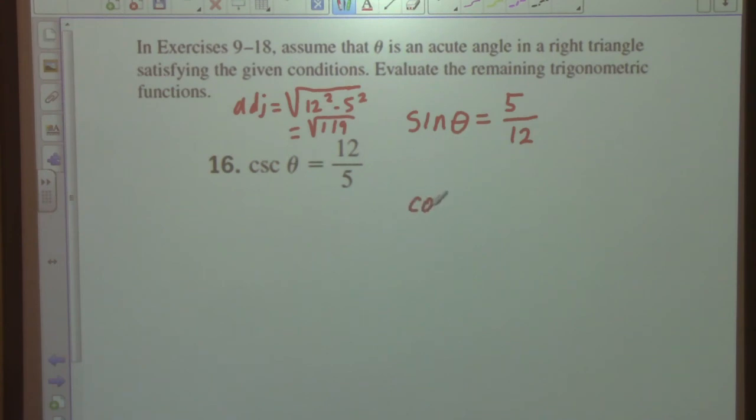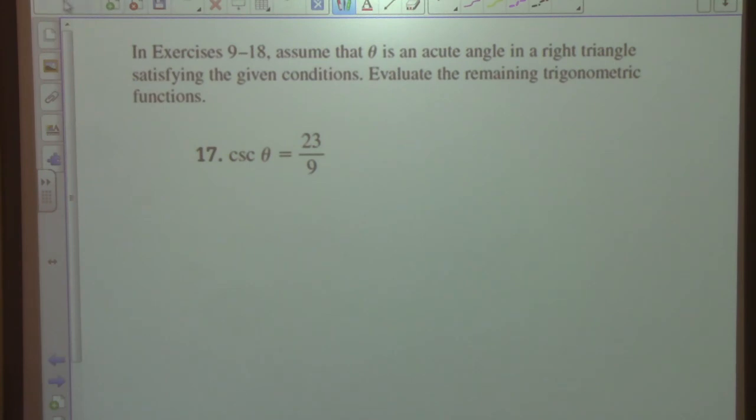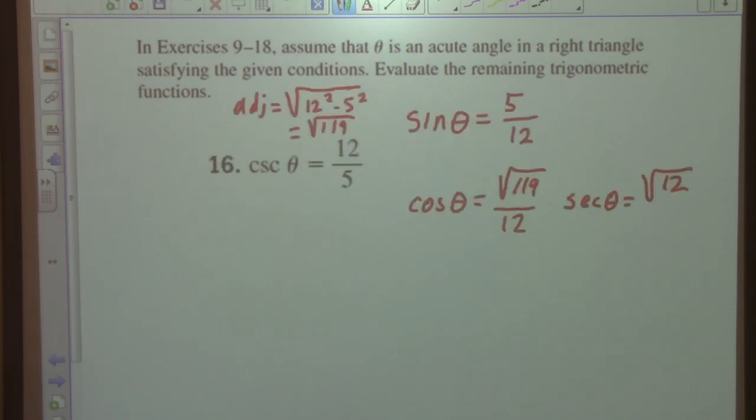Okay, what'd you say, Carmen? Cosine? Square root of 119 over 12. Okay. Secant equals 12 over square root of 119, right? 12 over, I got it. Like this? Is that better? Yes. Okay.